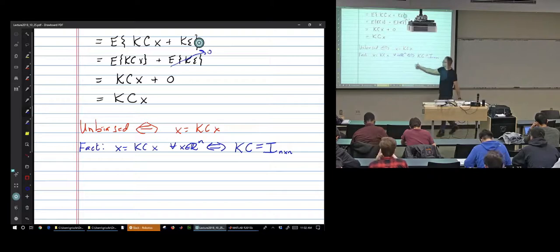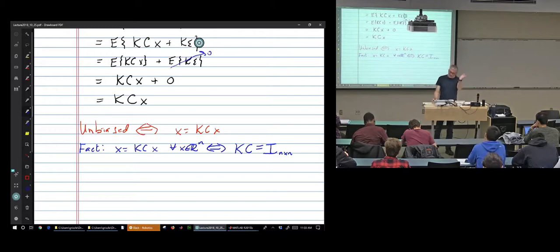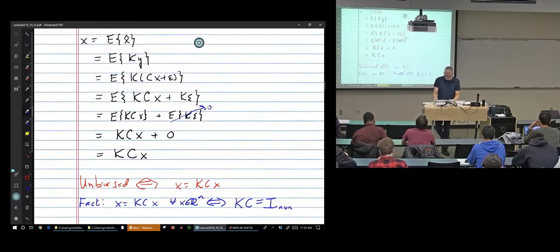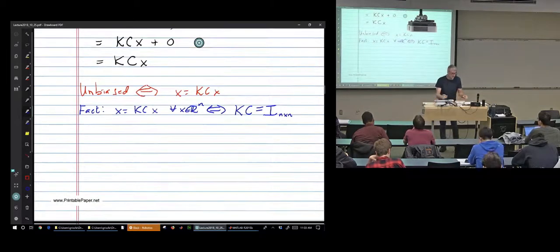Okay, so it's clearly a sufficient condition. If K times C is the identity, then X equals X, okay? But if this only had to hold for one particular X, you could find lots of matrix combinations that give you that one X back. But if you want it to work for all X's, it's a very strong restriction, okay? So that has to be a constraint.